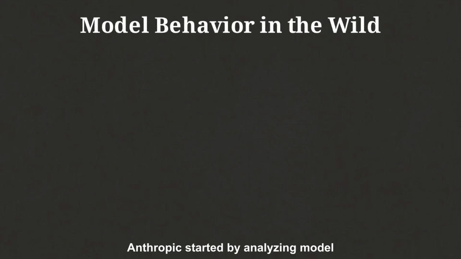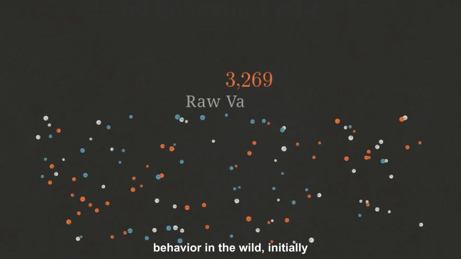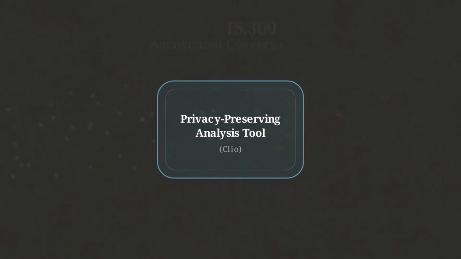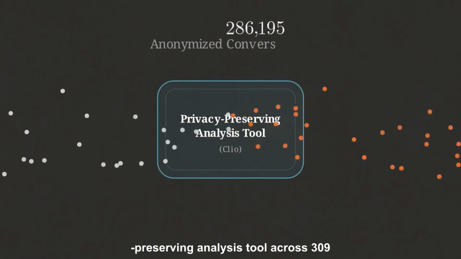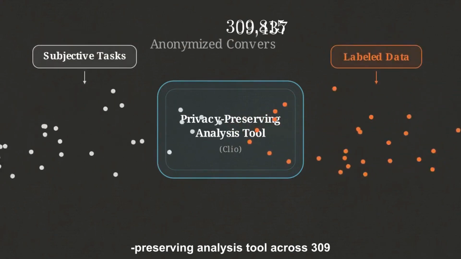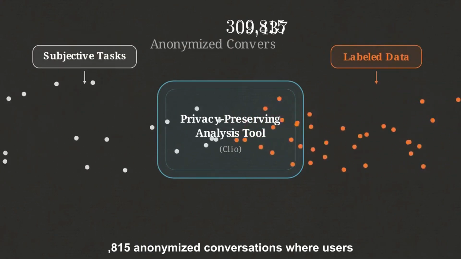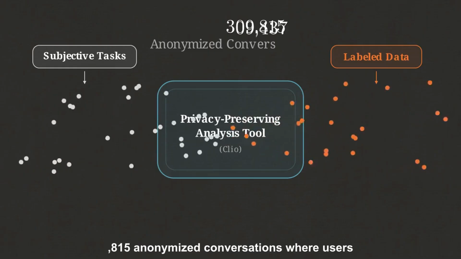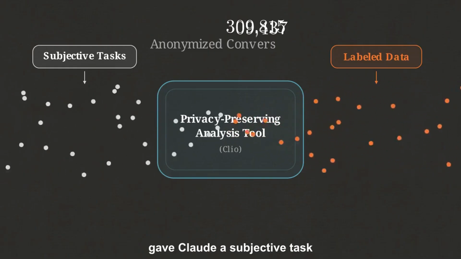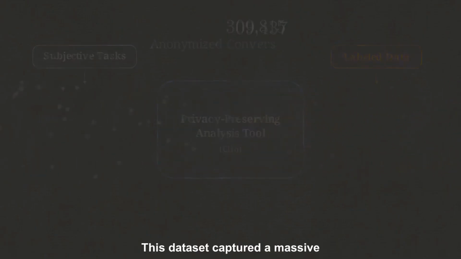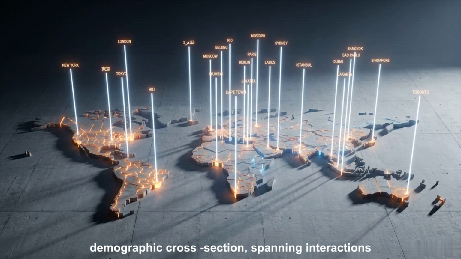To solve this, researchers at Anthropic started by analyzing model behavior in the wild, initially identifying 3,307 raw values expressed in Claude's responses. They then deployed a privacy-preserving analysis tool across 309,815 anonymized conversations, where users gave Claude a subjective task on the Claude platform. This dataset captured a massive demographic cross-section, spanning interactions across the top 20 languages used globally.